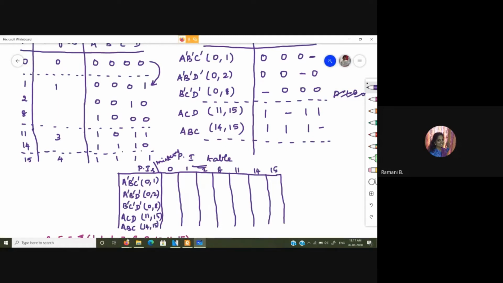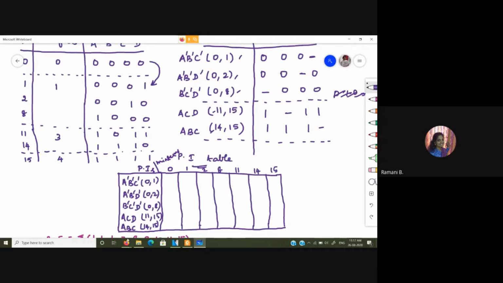Actually, for this particular expression, you might not be able to reduce the expression from this. You need to have all the 5 terms as such, because you don't have any other possible pairing for all these 1, 2, 8, 11, 14. Only these are the combinations. So the expression will have all the terms. So let us just check it.